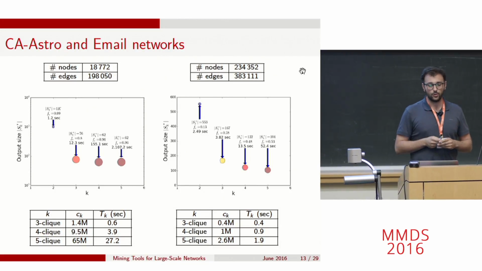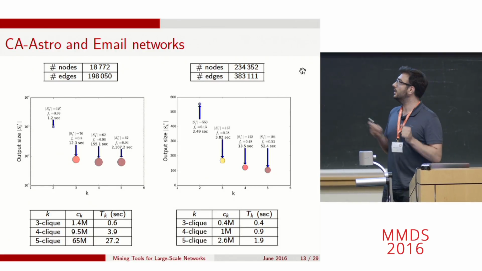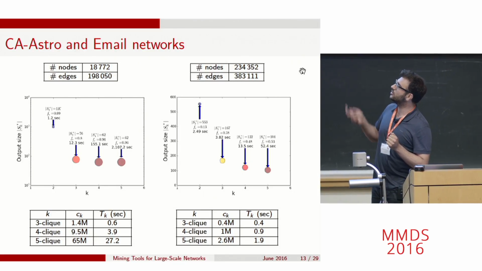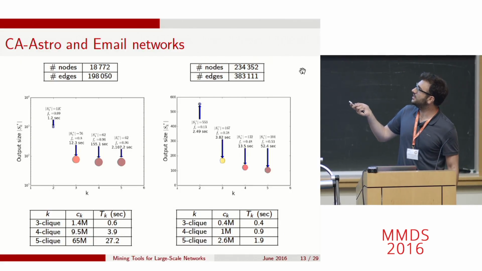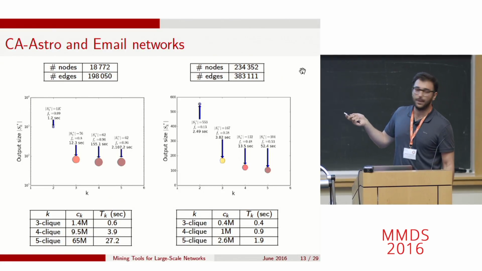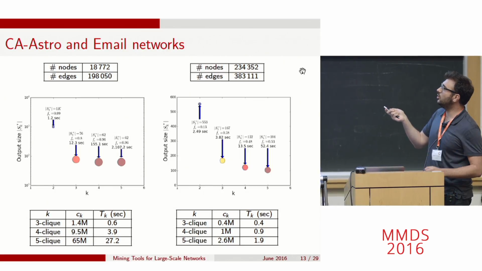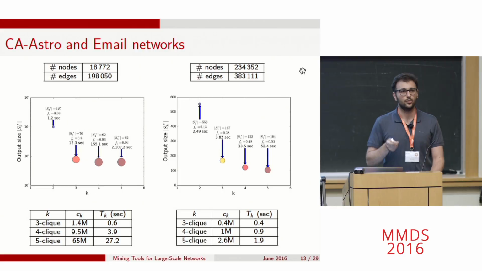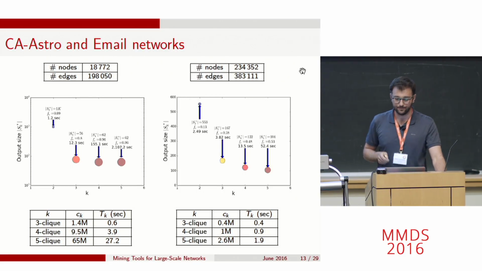So here are two more networks, just to show you that the same pattern appears not just in social networks, but in collaboration networks, email networks. You can see the number of nodes, number of edges here. You can see that for the astrophysics collaboration network, we can find the densest subgraph in roughly 1.2 seconds. It has edge density 0.09, but by increasing k and going to k equals 5, we can find a set of 62 nodes with edge density 0.96, which is essentially a clique. Okay? Same thing with the email network.